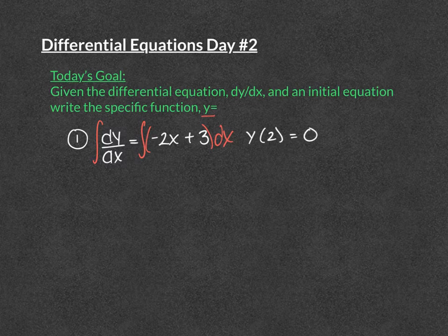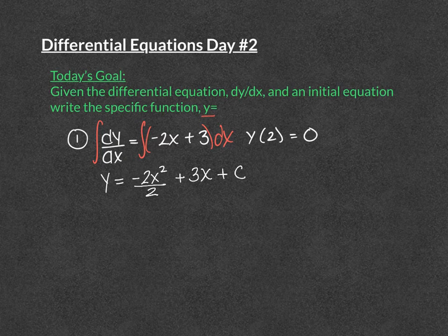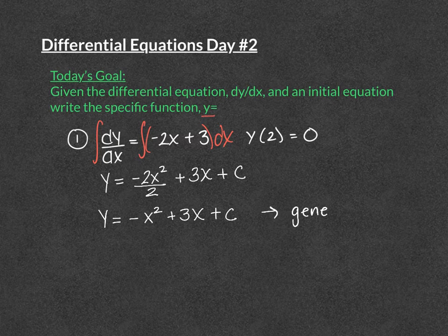When we integrate the left side, the integral of dy/dx is just y. So we have y equals, and then when we take the antiderivative of the right side, remember to add 1 to the power and divide by that power. So this should be negative 2x squared over 2 plus 3x plus c. If we simplify it, we get y equals negative x squared plus 3x plus c. That is the general form. Now, that's what we did yesterday.